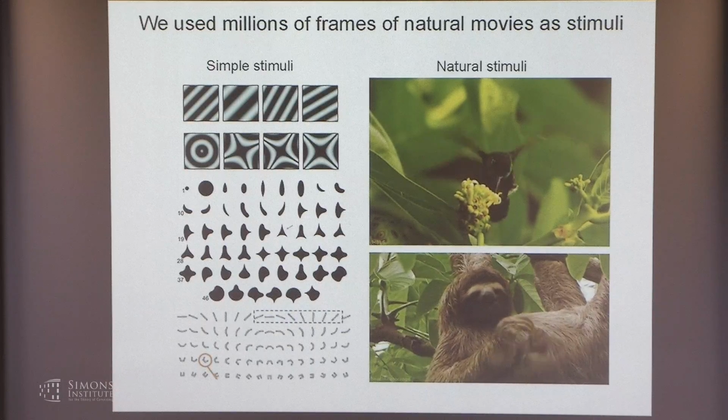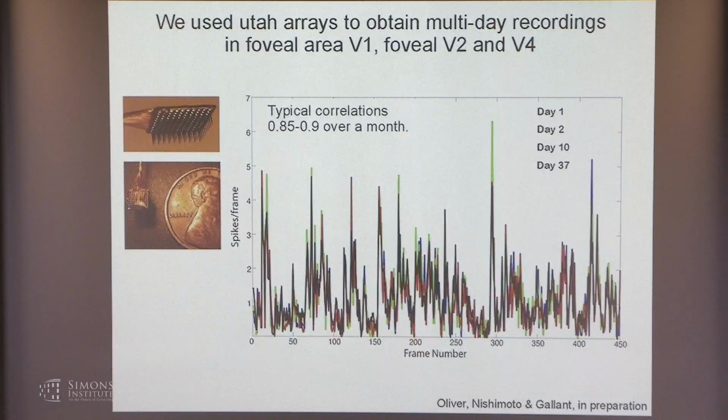And then the problem was, how many natural movies should we use? And we took advantage of the Utah array technology. So we implant a Utah array in area V4 of a macaque. And these Utah arrays can record data for, if you're lucky, 3 or 4 years. And every day you come in and you will end up with signals on maybe about a third of these Utah array channels, and you will end up with somewhere between, say, 1 to 4 sortable spikes.